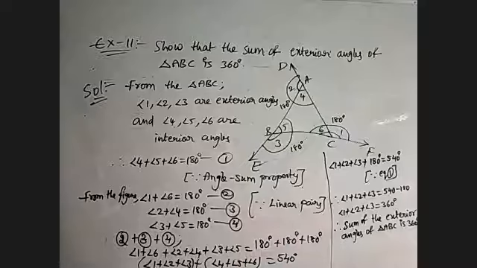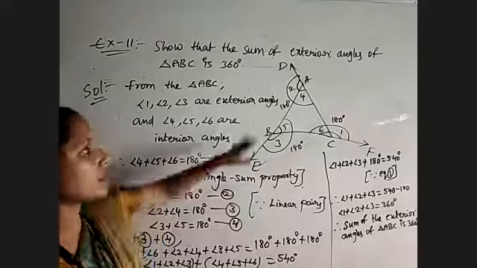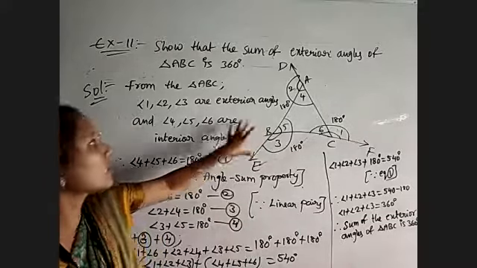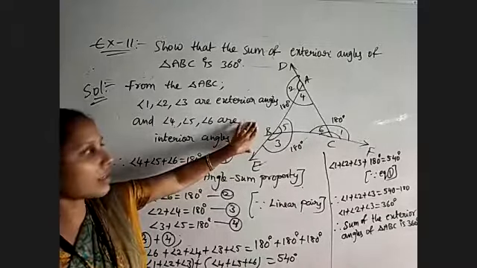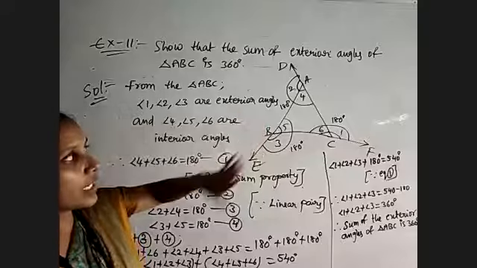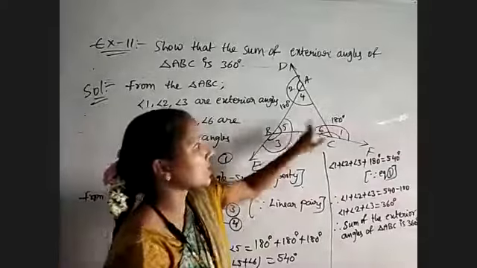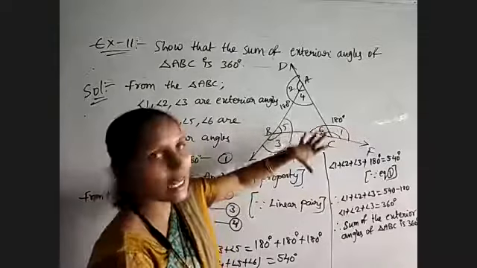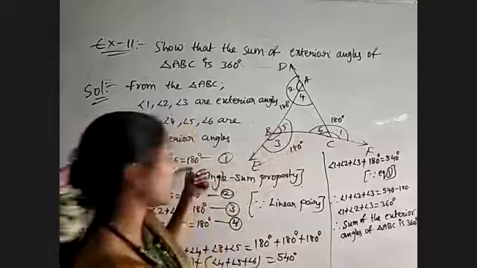So once again observe the given question. We need to prove that the sum of the exterior angles of this triangle is equal to 360 degrees. For that, use the triangle shape that is given. From the figure it is very clear that angles 4, 5, 6 are interior angles, and by using the angle sum property, the sum of angles 4, 5 and 6 will be equal to 180 degrees.